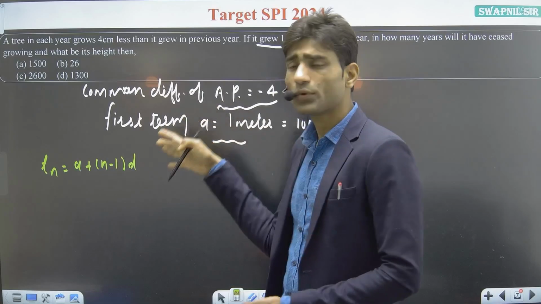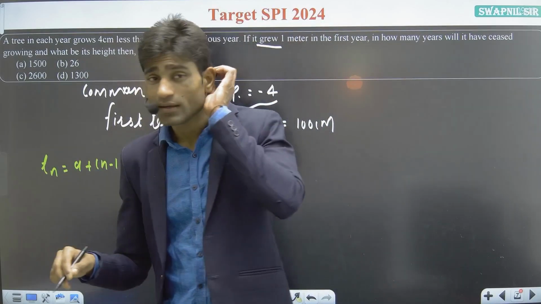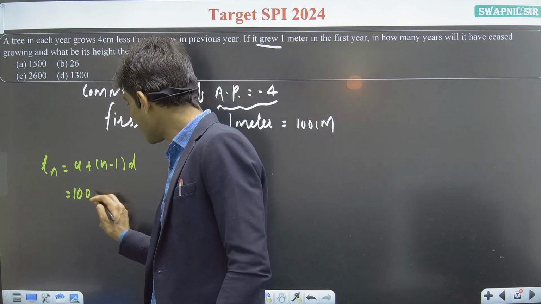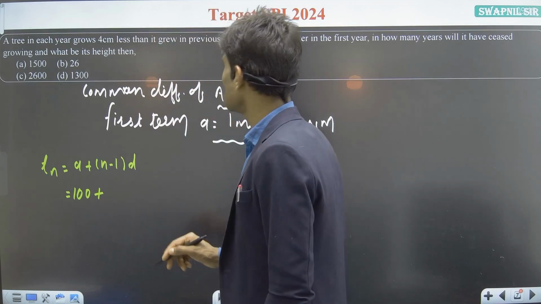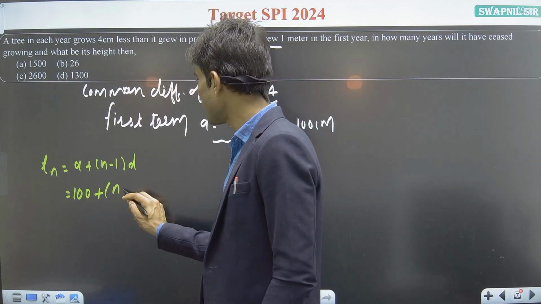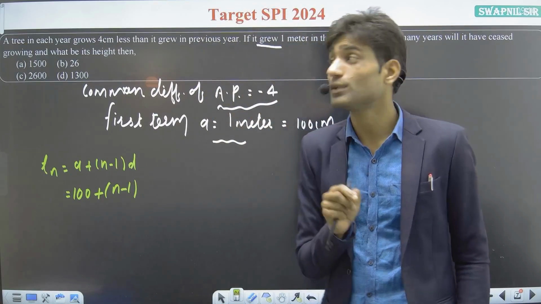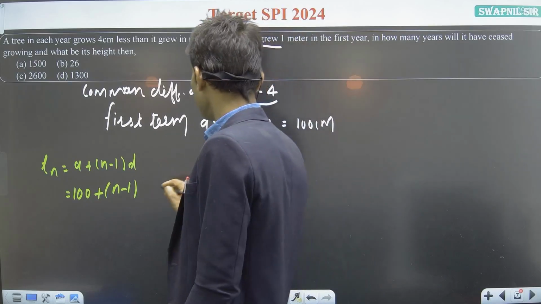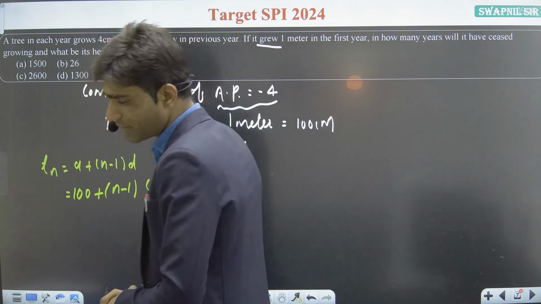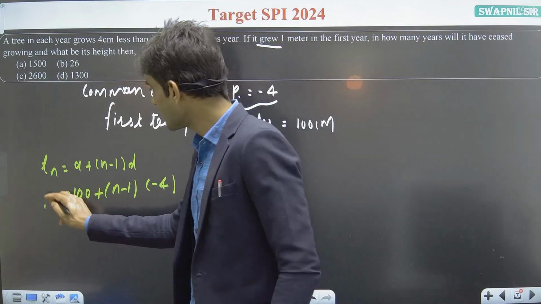Those terms you know, so substitute here. First term A here is 100 centimeters, plus n minus 1. We don't know the value of n, that we have to find out. At how many years, that means we have to find the value of n. And the common difference d is -4 here. So this is the actual value for Tn.